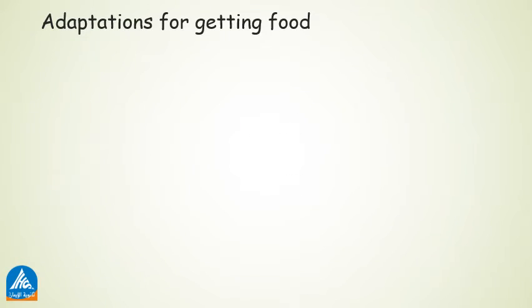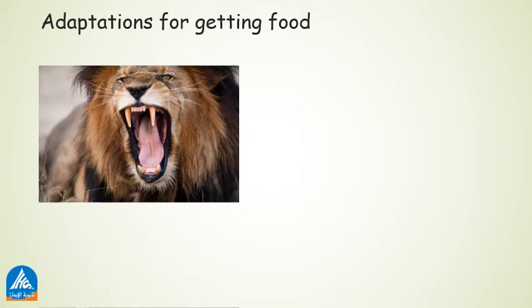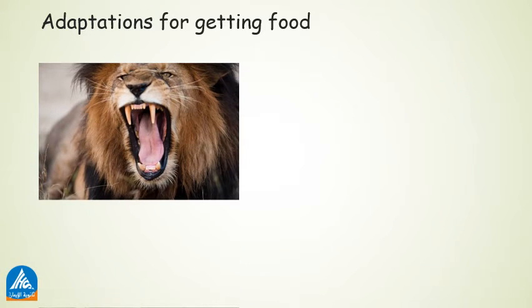Another kind of adaptation is adaptations for getting food. So again, this is another kind of adaptation: adaptations for getting food. I mean characteristics that allow animals to get their own food. As you notice in the following figure, these are the teeth of the lion.